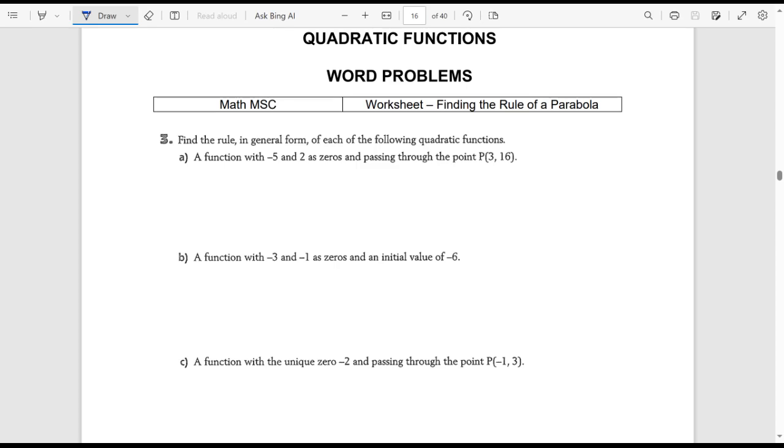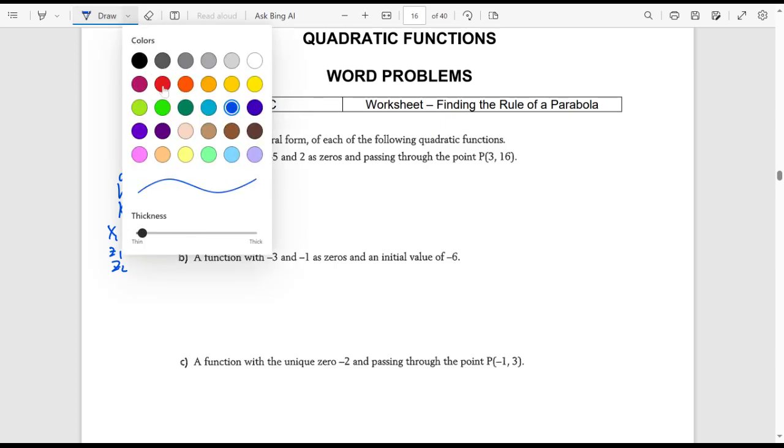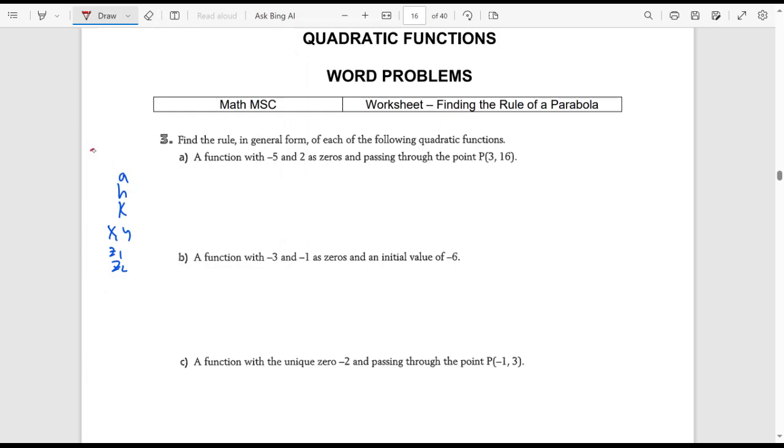As such, let's get started on the first one here, because I want you, every time we start a new question, to write: a, h, k, x, y, z1, and z2. So those are z's there. The reason why I say that is it's going to help us identify how we'll approach each one of these questions. I'm going to catalog what information I was given. So -5 and 2, -5 and 2, those are the zeros that I have. For the xy, I have 3 and 16. So that is a point that I've been given.